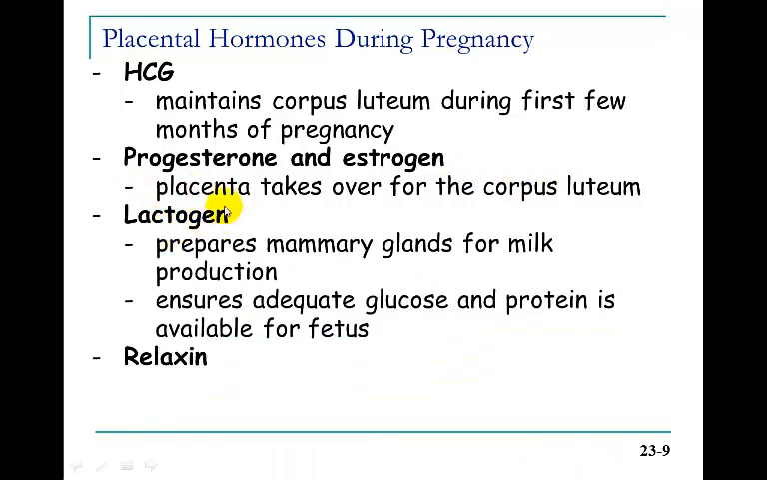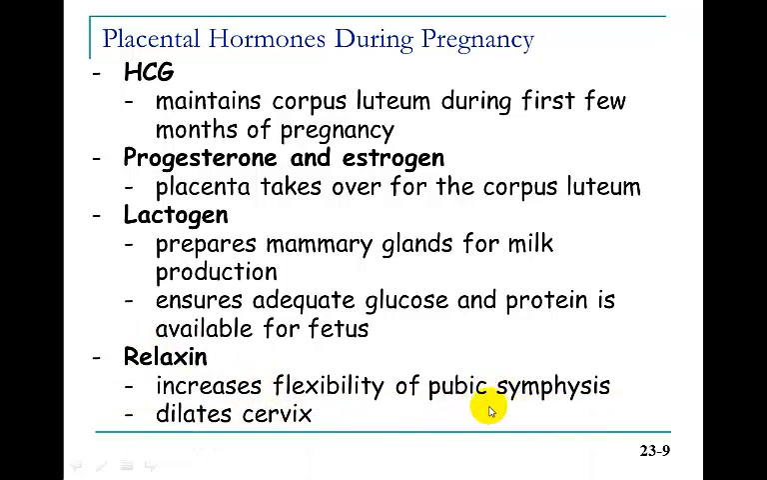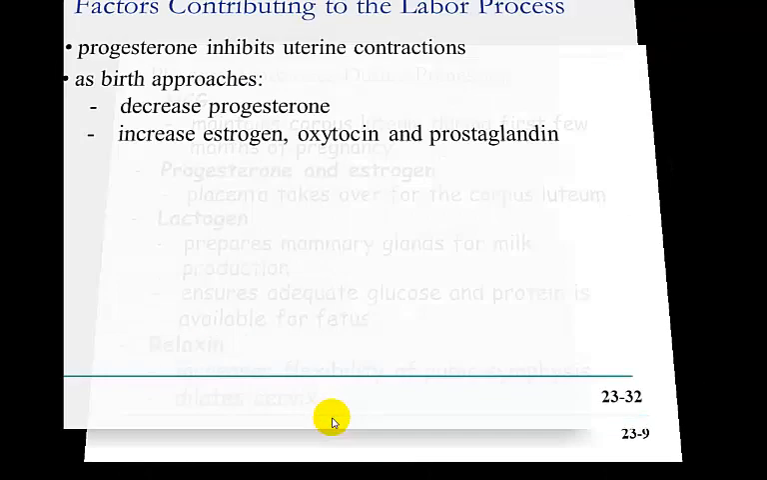Lactogen is a hormone that will get the mammary glands, the breasts, ready to produce milk and make sure that it's got the proper content to nourish the fetus. And relaxin, which is secreted late in pregnancy, makes the pubic symphysis more flexible to help in allowing the passage of the fetus through the birth canal, and it helps dilate the cervix. So of course this is going to be released only very near term when the fetus is ready to be born.